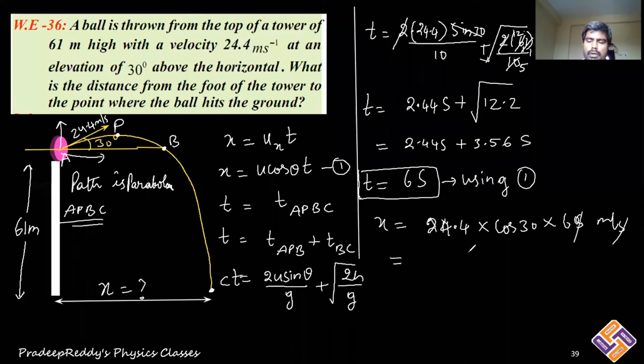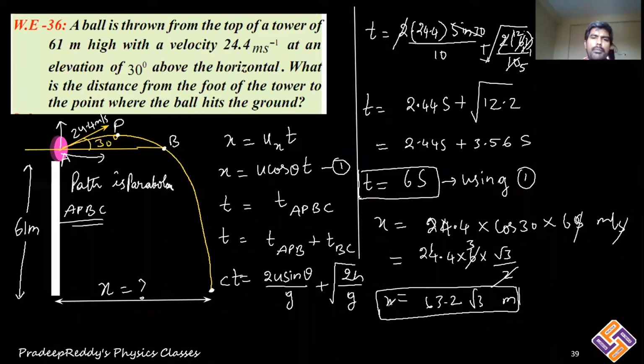This gives you cos 30, it is 24.4 into 6 into root 3 divided by 2. 2 3s are 6. This is 3 4s 12, 1, 3 4s 12 plus 1, 13. 3 to 6. Root 3 meter is the final value. This is the distance traveled from foot of the tower to the point C.